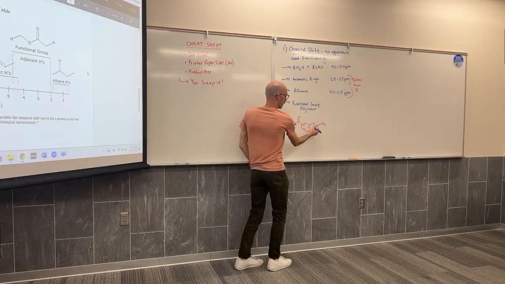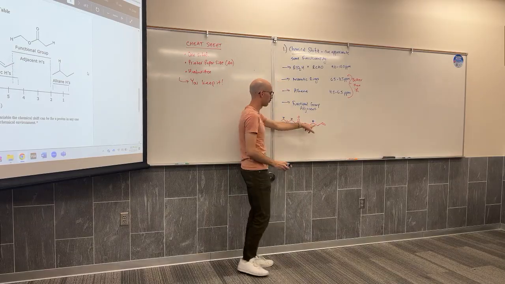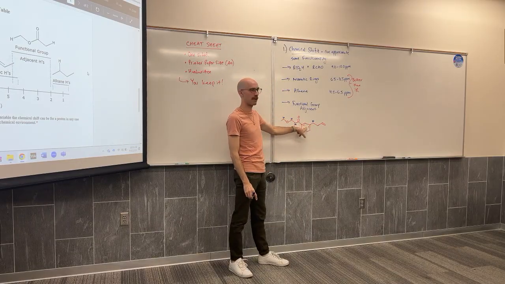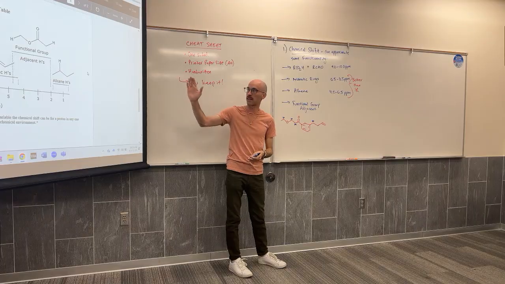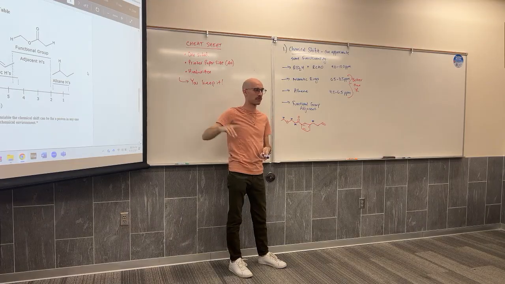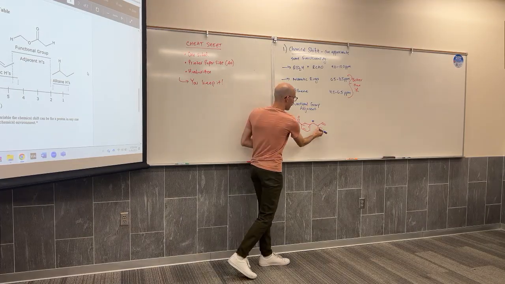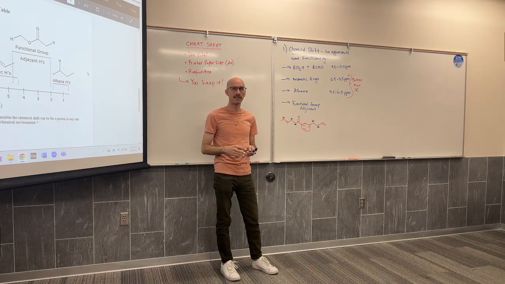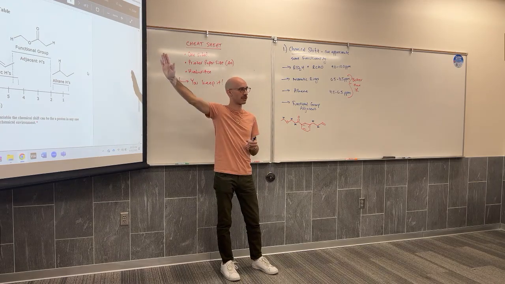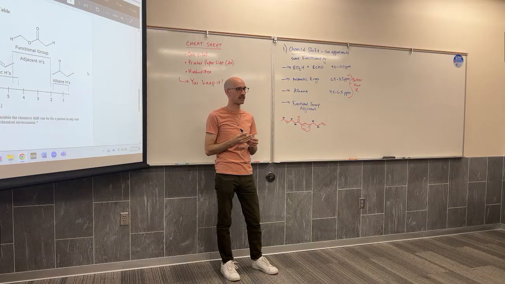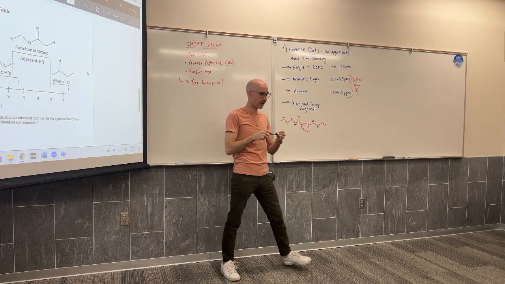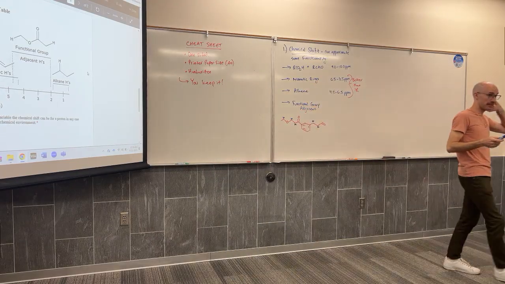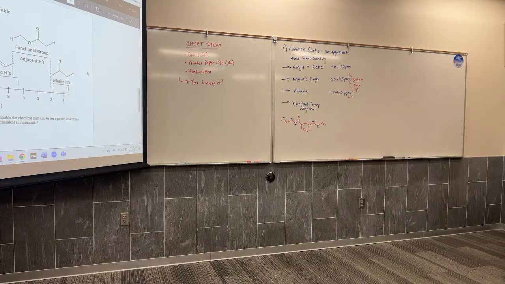Then I've got these two hydrogens here, which are adjacent to the aromatic ring. I would expect them to be in that functional group adjacent range. I've got these two hydrogens that are adjacent to the alkene. I would expect their signal to show up in the functional group adjacent range. Now remember, you want to figure out exactly where those signals are showing up.